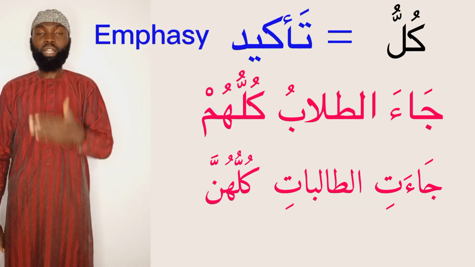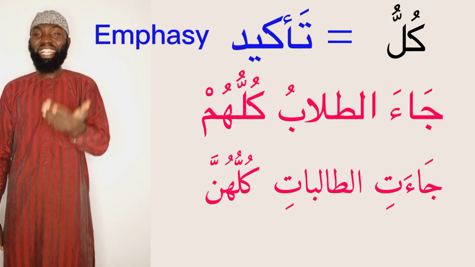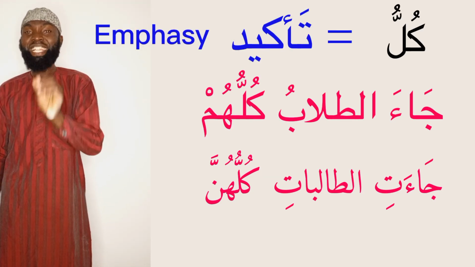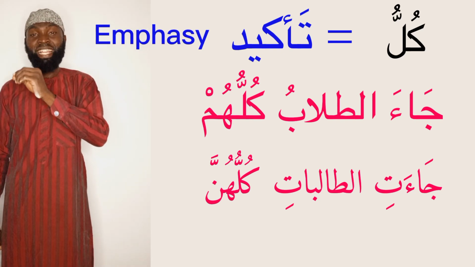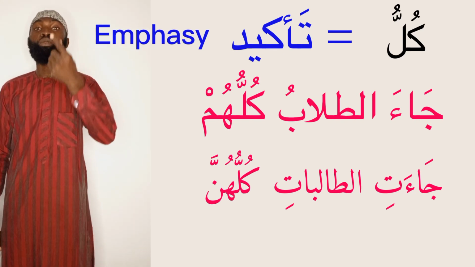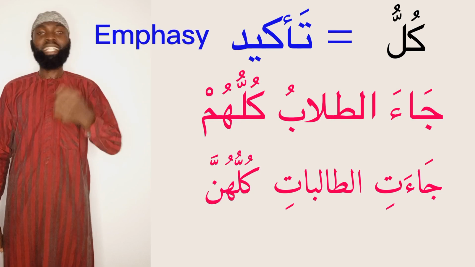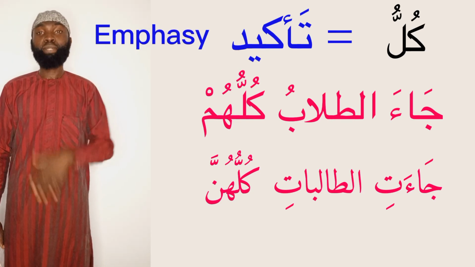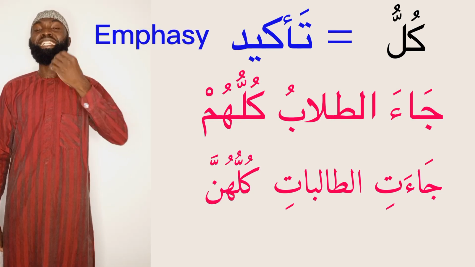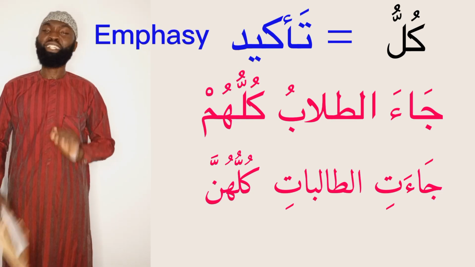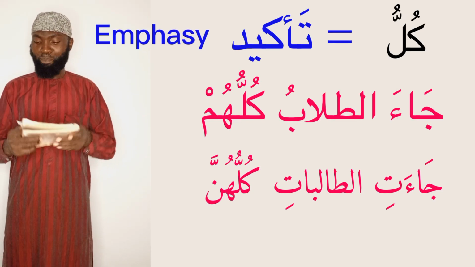If I want to say I saw the Muslims, I will say ra'aytul muslimina kullihim. Now it is kulli because muslimina is coming in the accusative case. If I want to say I greeted the Muslims, I will say salamtu ala al muslimina kullihim. MashaAllah. As we move further, we learn this better.